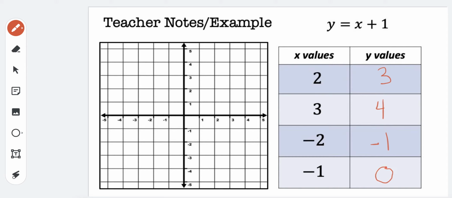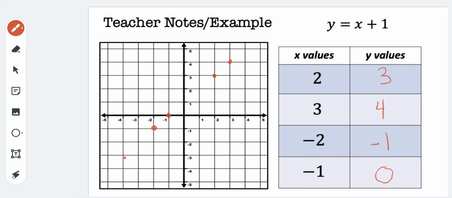All right, so now that we have 4 points, we have enough to graph it. Okay, so let's graph the point 2, 3 first. And then 3, 4 next. And then negative 2, negative 1. And then negative 1, 0.